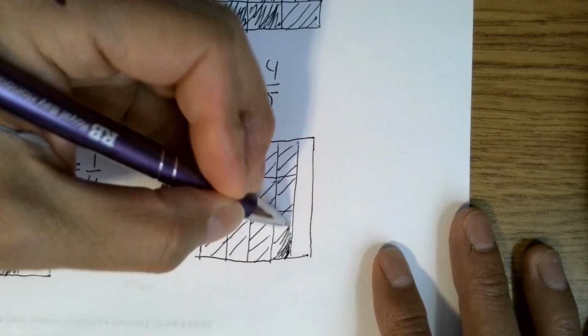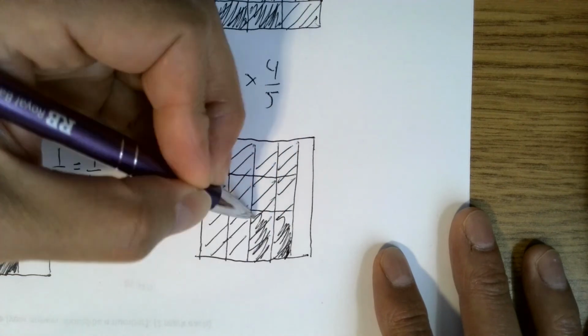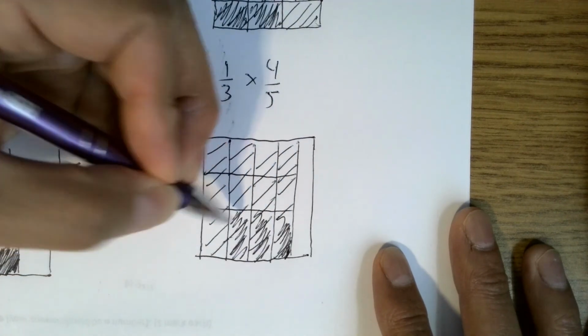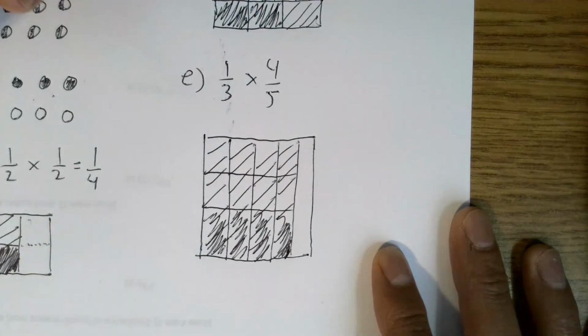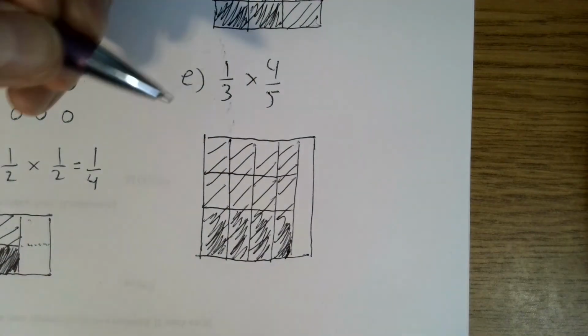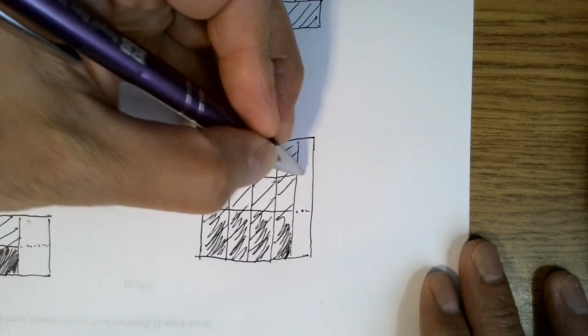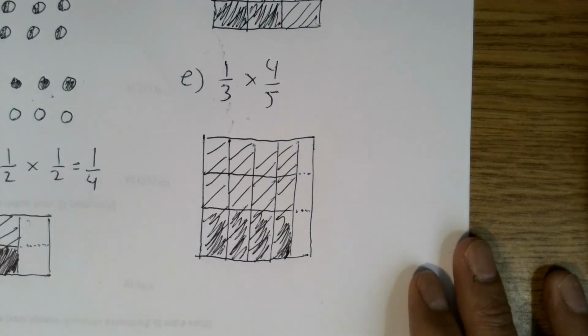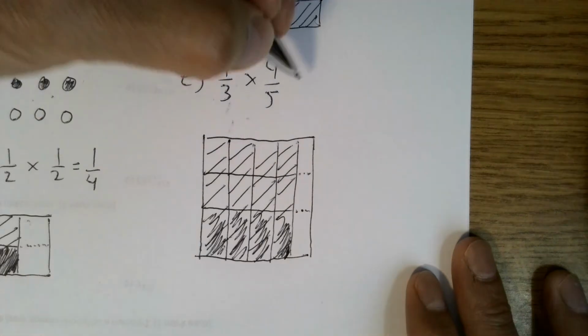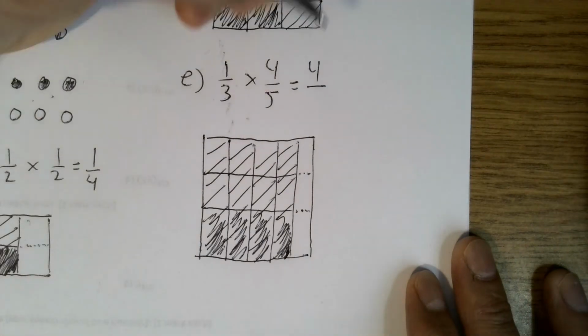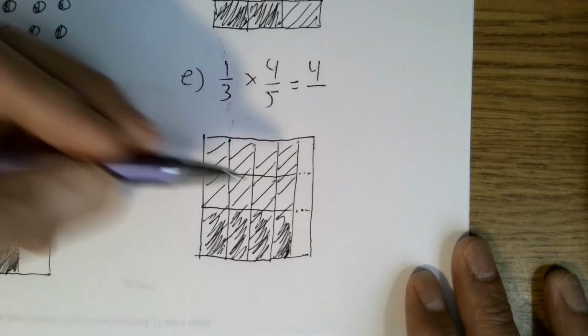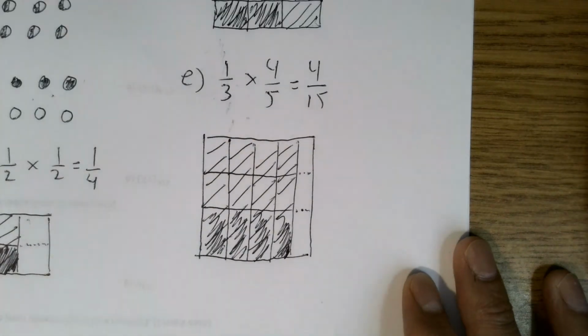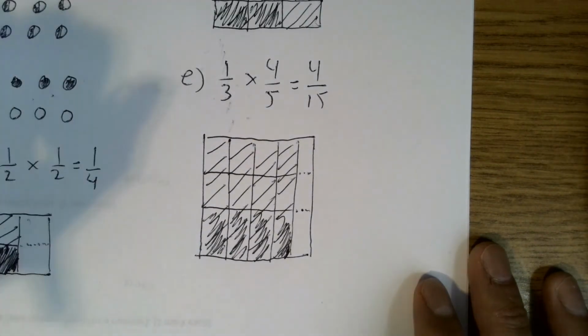So there's the bottom floor. I'll shade in those 4 and then do some little dots there to make everything the same size. So now I've got 4 slices of the 15 total. So 1/3 times 4/5 equals 4/15.